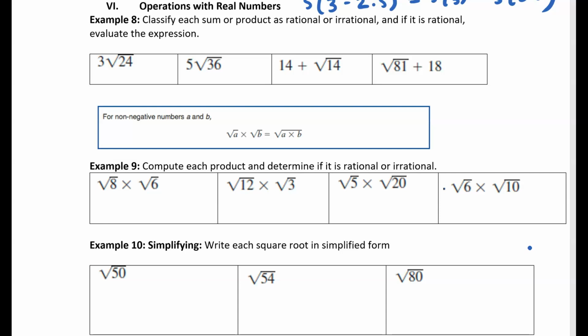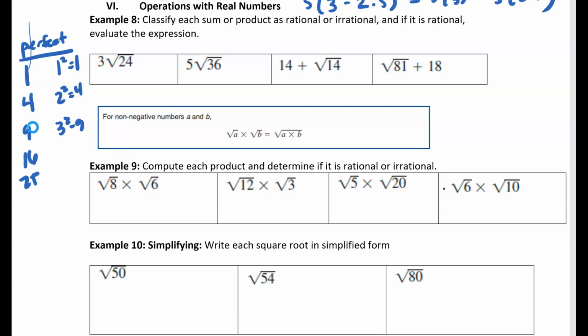So the first thing we can do is just try to evaluate. So the square root of 24, is 24 a perfect square? And by perfect square, I mean numbers like 1, since 1 squared is 1, 4, 2 squared equals 4, 9, 3 squared equals 9, 16, 25, 36, 49, any number that you can obtain by squaring another number. So 24 is not a perfect square, and so we can't evaluate this anymore. So I'm going to say this is irrational.